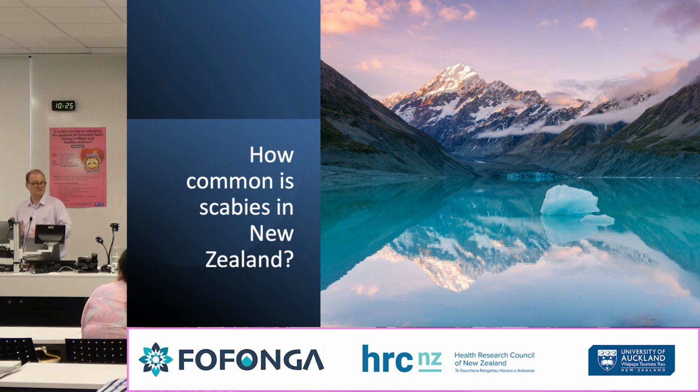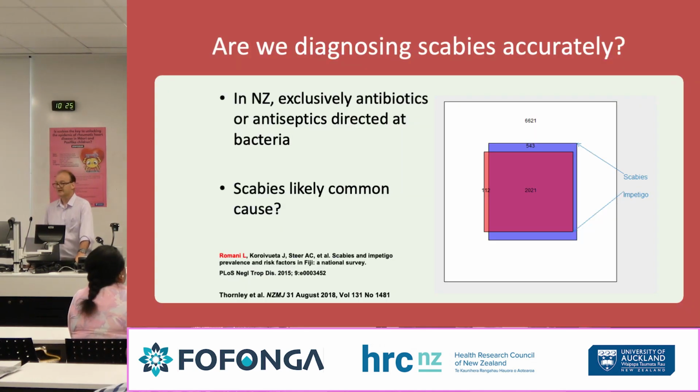The last scabies prevalence study that had been done in New Zealand was in the late 70s, about 40 years ago. So the next question was, how much scabies is there in New Zealand? And are we diagnosing scabies accurately? Impetigo was something that's recorded a lot in the medical literature in New Zealand. I noticed that almost exclusively the treatment is with antibiotics or topical antibiotics.